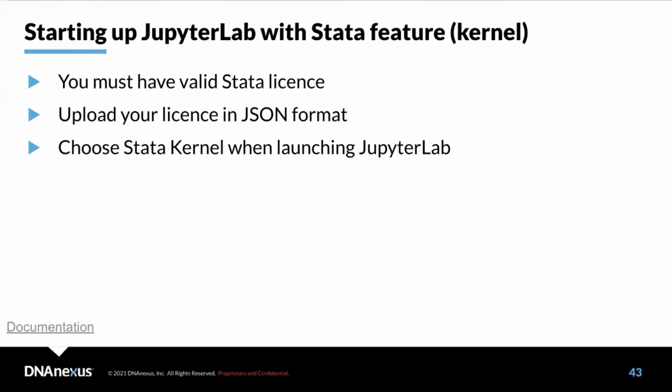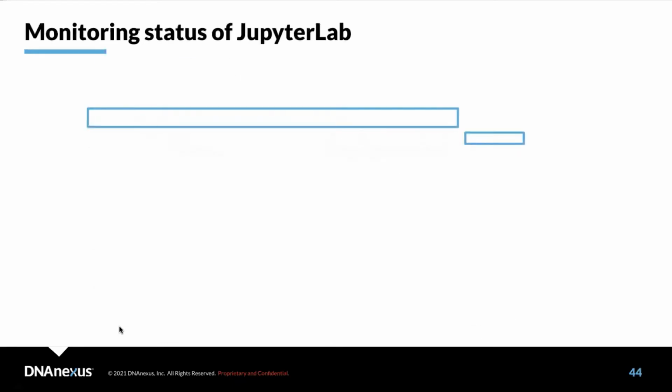So there is a note for those of you who will be using Stata feature. You must have a valid Stata license, and you need to upload it into your project directory in JSON format. And then you should choose Stata kernel when launching JupyterLab. So once you get this presentation slide, you can look into documentation, and there is a tutorial on how you can create a JSON with your license.